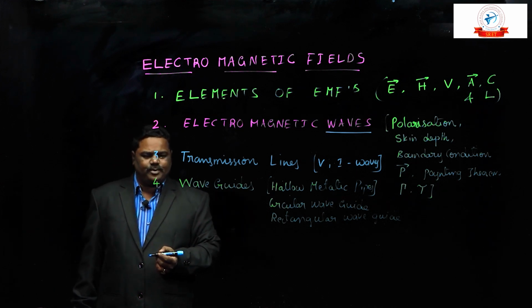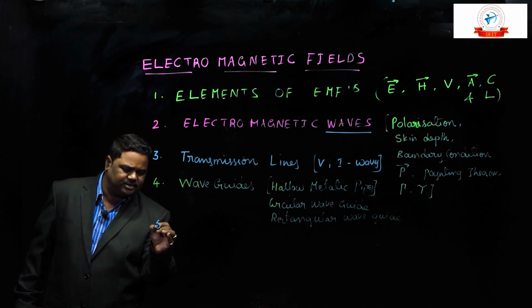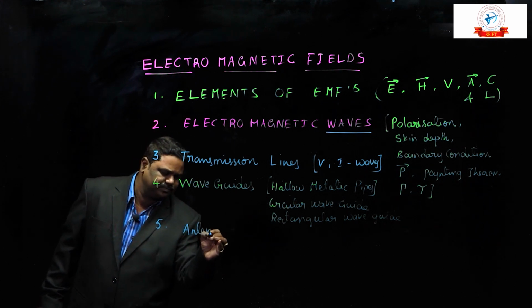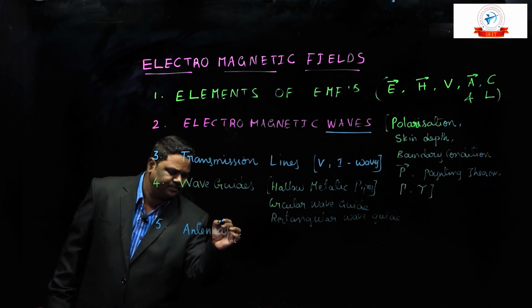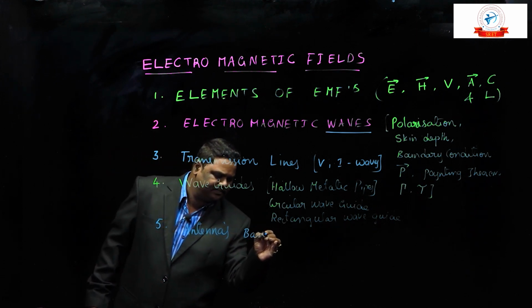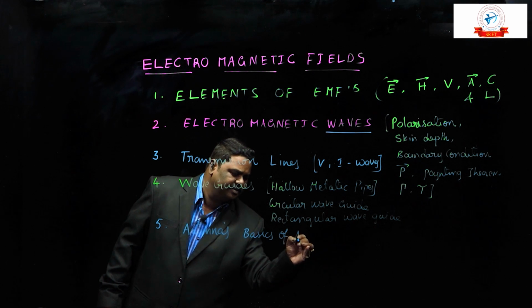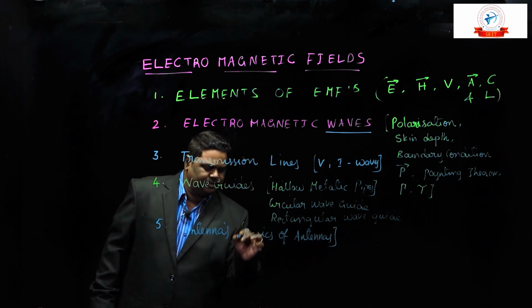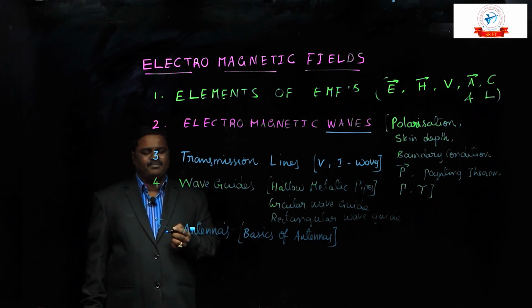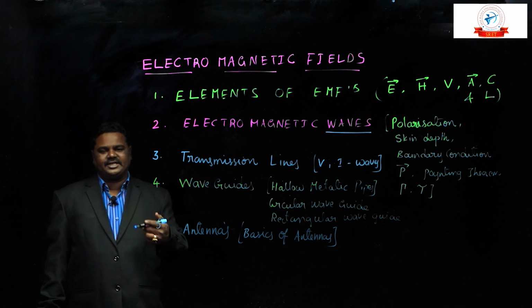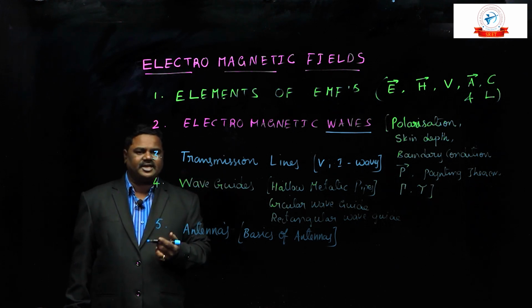Very important applications of electromagnetic waves come under antennas. Here we will see the basics of antennas. We will see what the radiation mechanism of an antenna is, that is, how an antenna can convert voltage and current into electromagnetic waves. That is what we will see in antennas.